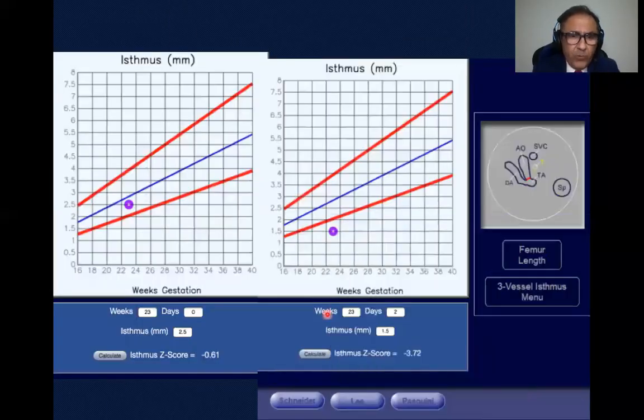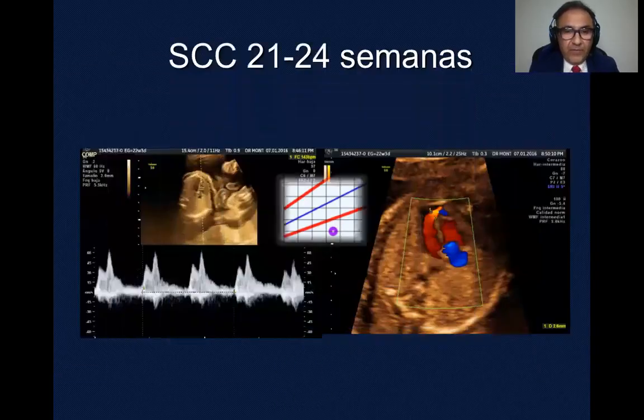One of the best and most sensitive predictors for aortic coarctation is the aortic isthmus, and it must be measured in the 3VT view, the 3-vessel trachea view, right at the level of the convergence of the V at the aortic isthmus. For example, in a 23-week pregnancy with an aortic isthmus of 2.5 millimeters, it will have a normal Z-score of minus 0.61. The same patient with an aortic isthmus measuring 1.5 millimeters in diameter would have a markedly abnormal Z-score of 3.72, which would raise suspicion of aortic coarctation.